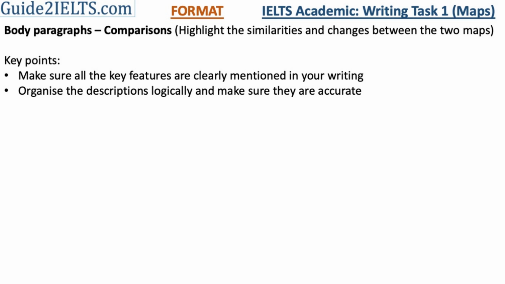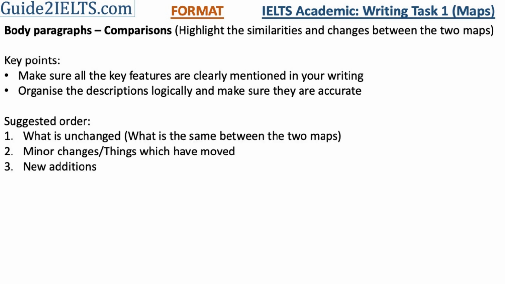Also, to get a good band score, your writing should be well organized. You should plan how to organize the similarities and changes before you start writing. I usually start with what is unchanged between the two maps. Then I write about minor changes or about things which may have moved. And finally, I write about something new that has been introduced.